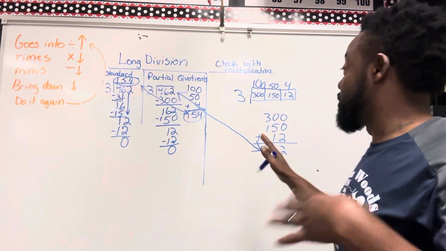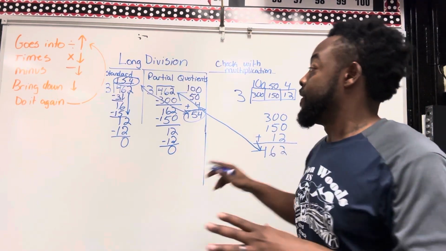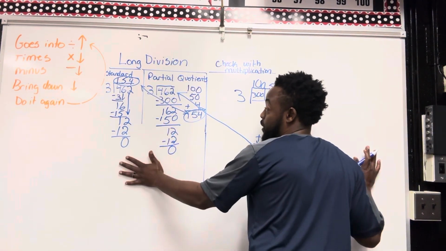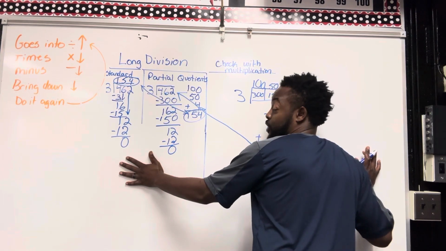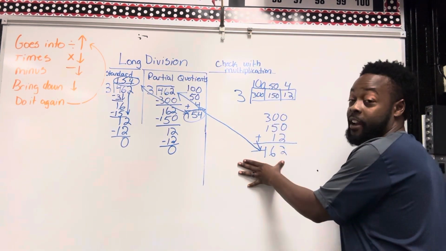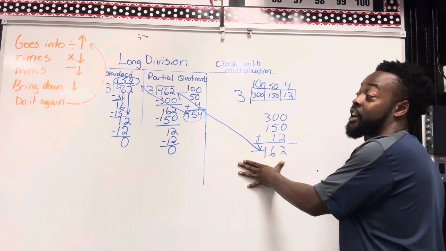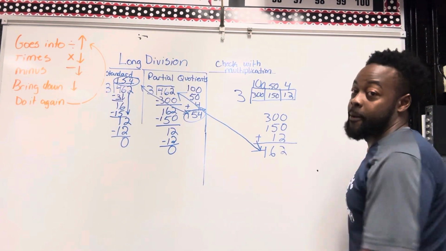All right, so this is how we want the work to be done. They either can pick one of these methods to get the answer or get the quotient, and then they come over here and they do the box model to check their answer. All right, thanks a lot.